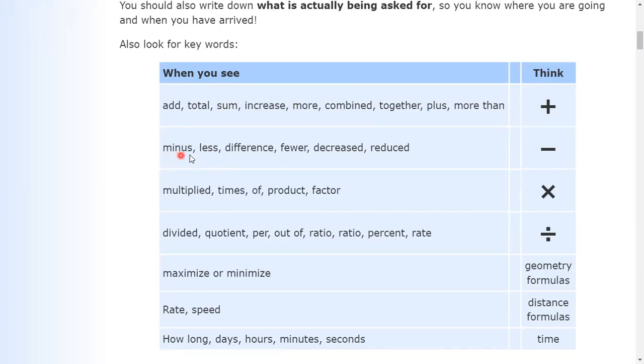Minus, less, difference, fewer, decrease, reduce: these indicate a negative or minus sign. So you will have to minus or subtract something.